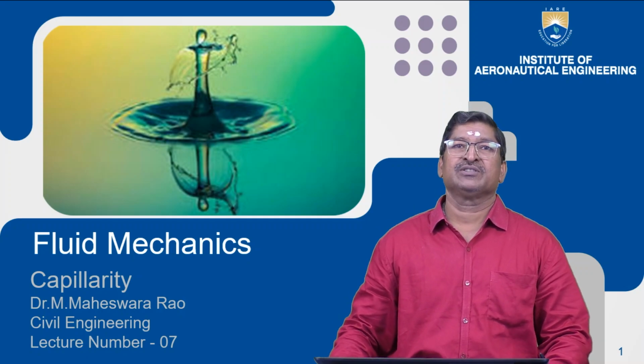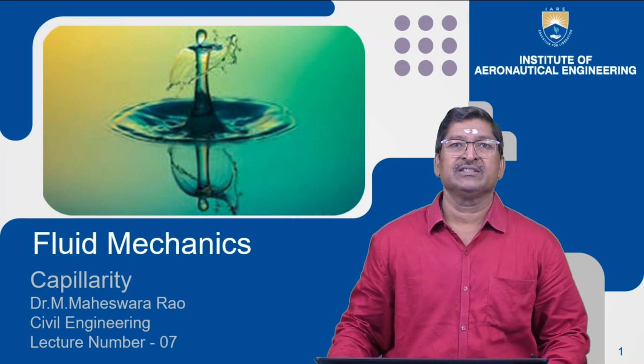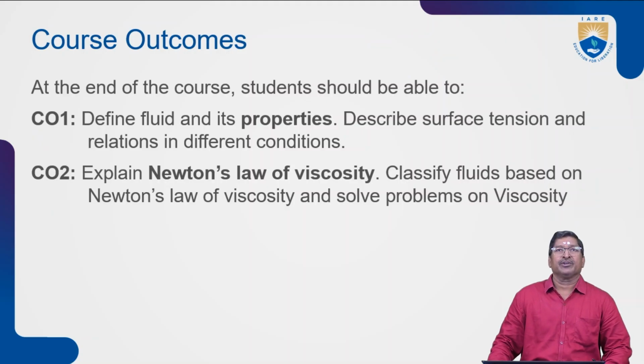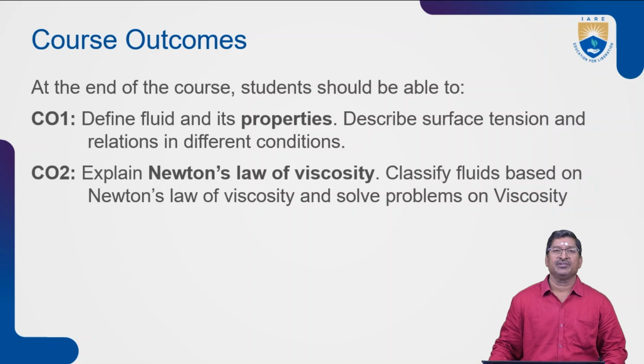So our course name is Fluid Mechanics. The topic is capillarity. The course outcomes are that, at the end, the student should be able to define fluids and their properties and the surface tension. That is course outcome one.